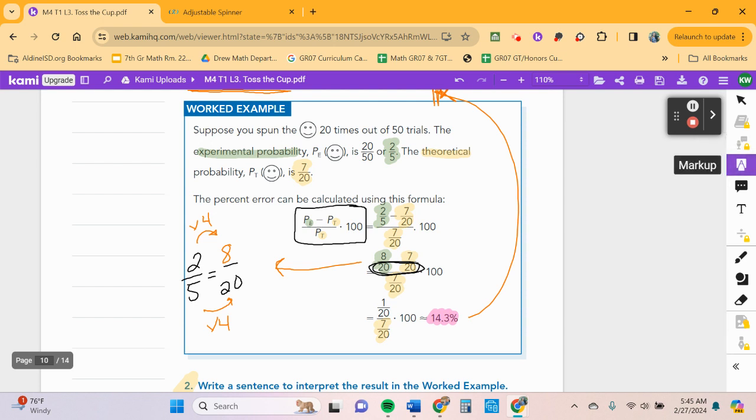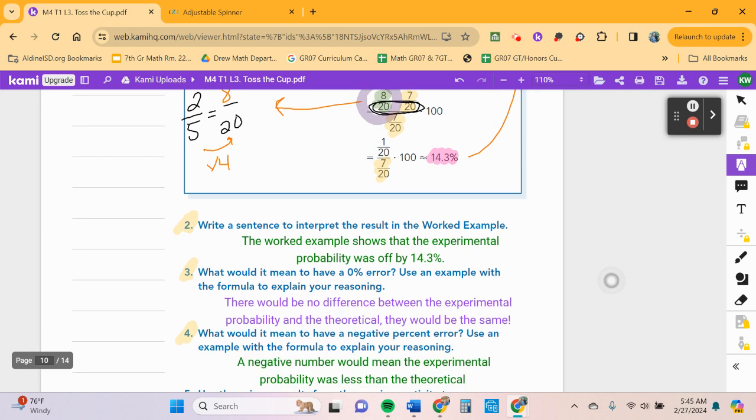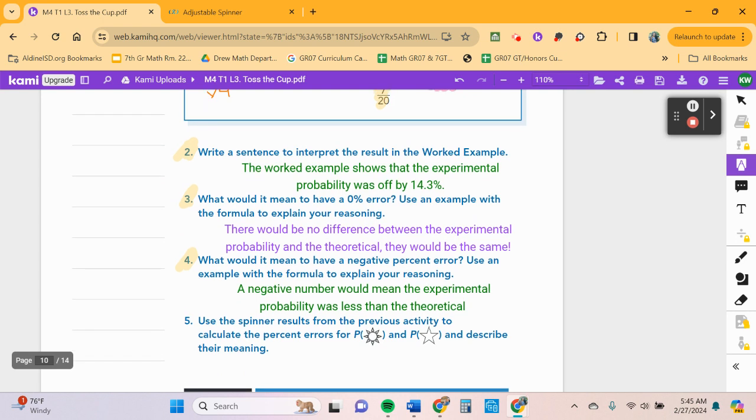In the worked example, notice 8/20 is larger than 7/20, okay? So then when we subtracted, we got a positive number. But if our experimental probability, meaning what actually happened, was less than our theoretical, then that would give us a negative number, resulting in a negative percent error. Alrighty, now that we've got that understood, let's look at number 5.